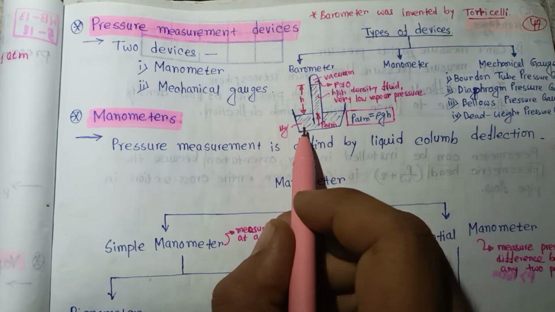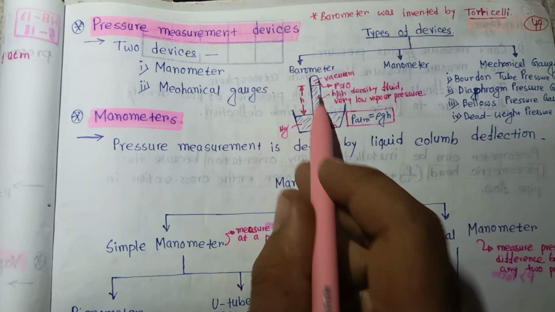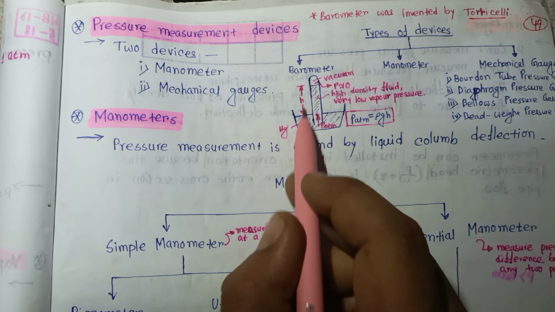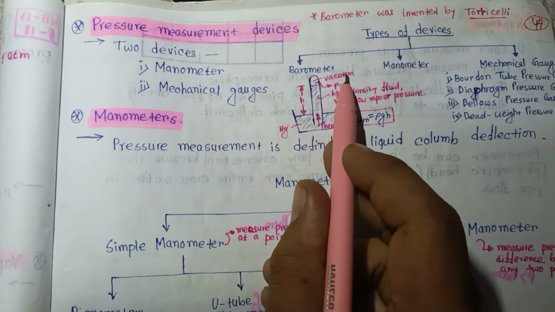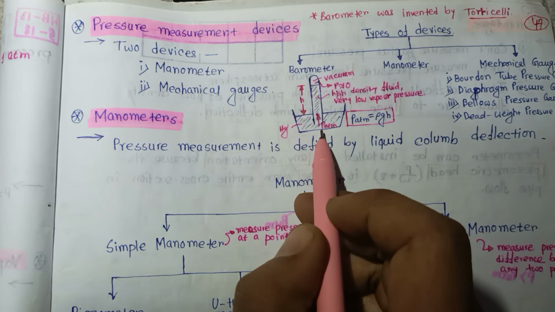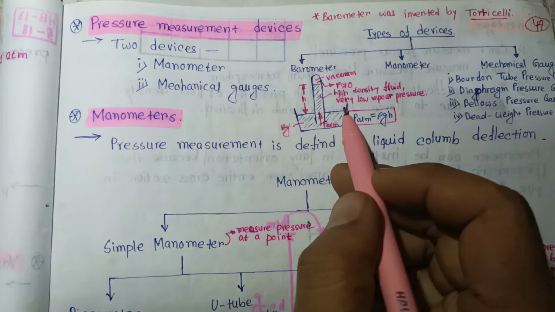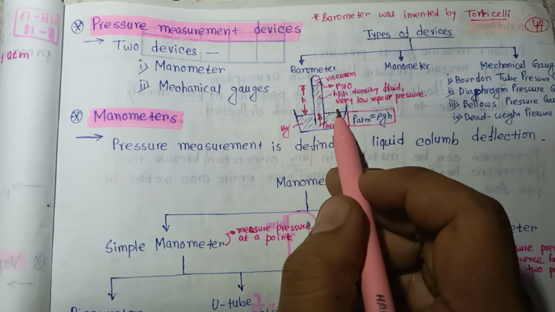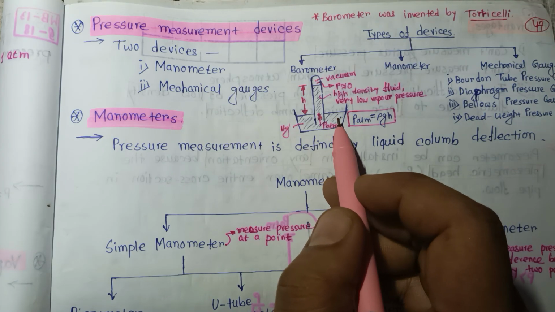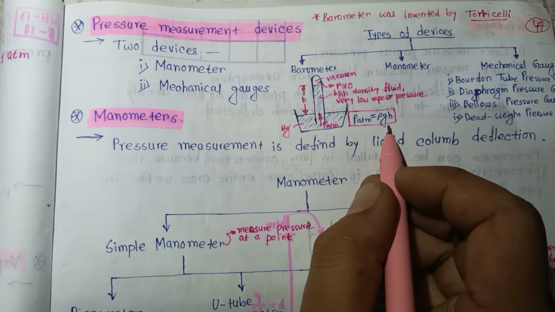So the barometer will be like this. There is mercury, and there is a small diameter tube which is inserted in the mercury, and this is the height. Here P is equal to 0, so vapor pressure is very low in that region. Mercury is used for the barometer because it is a high density fluid with very low vapor pressure. So P atmosphere is equal to rho into g into h.